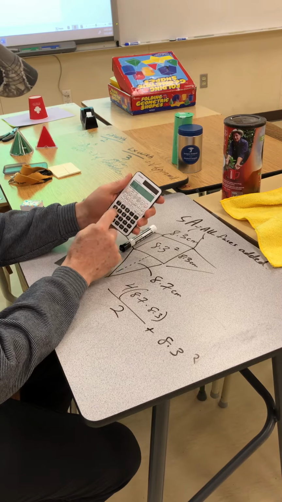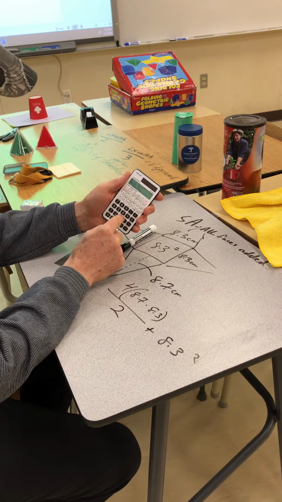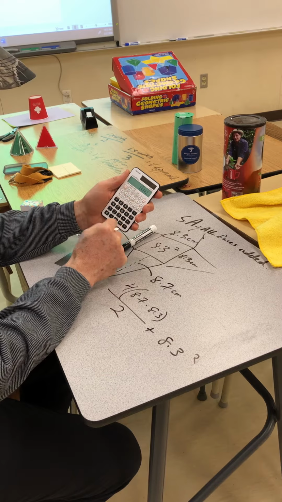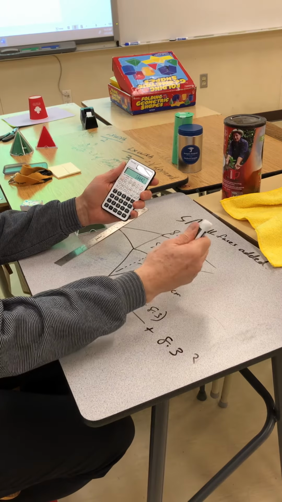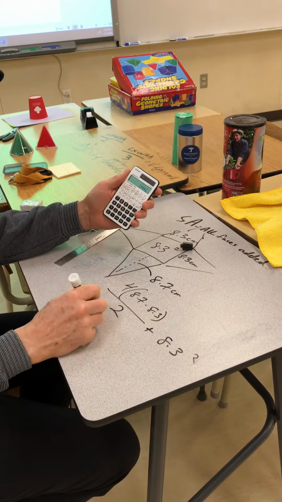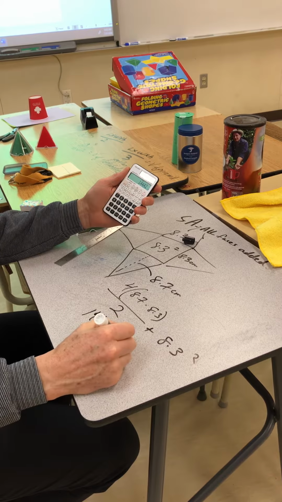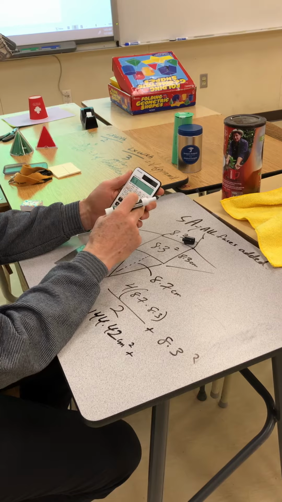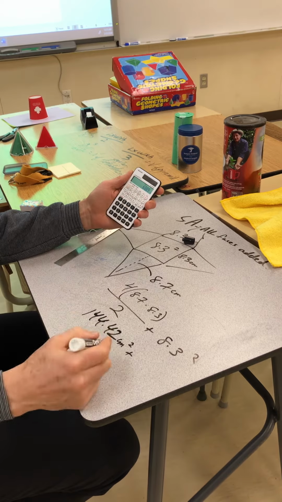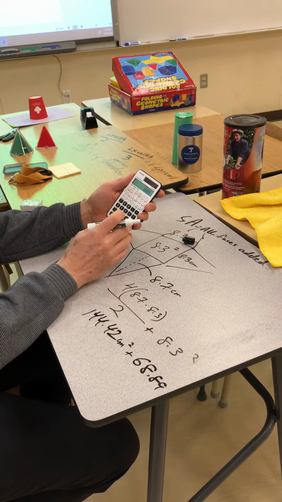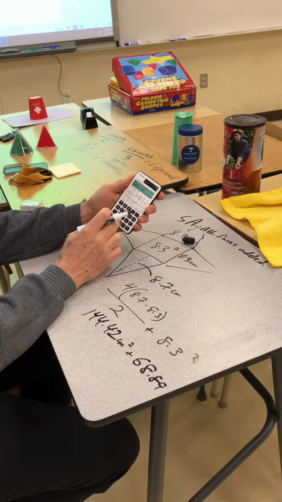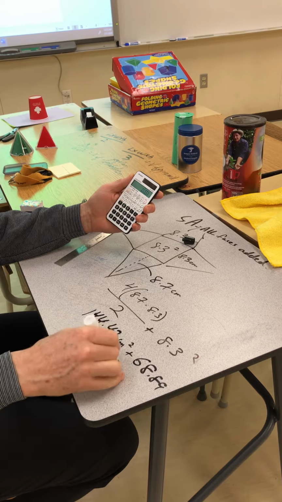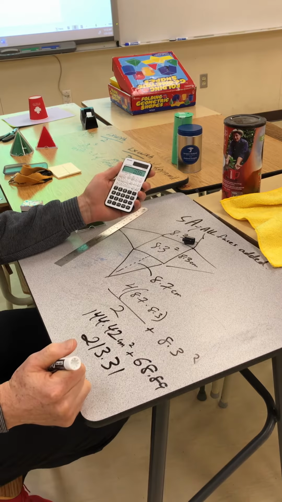Four times 8.7 times 8.3 divided by 2, 144.42. 144.42 centimeters squared plus, what's 8.3 squared? 68.89 plus 144.42 equals 213.31. So that's the surface area of a pyramid.